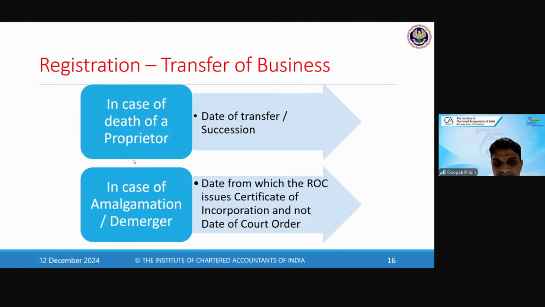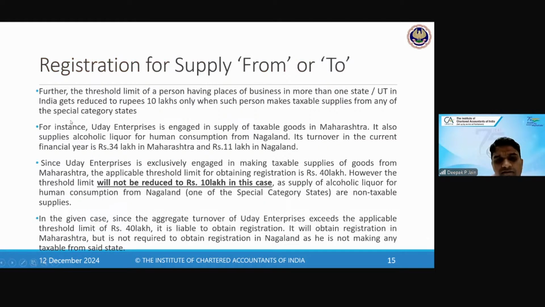Sir, I am asking that for the special category state Nagaland, exempted goods are to be supplied. So the Maharashtra limit is 20 lakh. Maharashtra, engaged in supply of taxable goods, is mentioned. Yes, sir, but if it is supply of taxable goods, what is the limit? You tell me. Sir, Nagaland's limit is 10 lakh, but it is exempted, so Maharashtra's should also be 20 lakh, or is it 10 lakh?